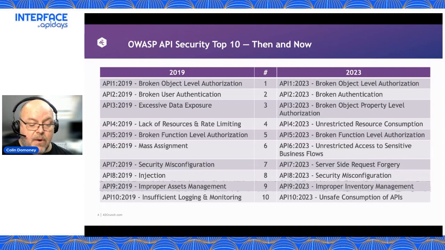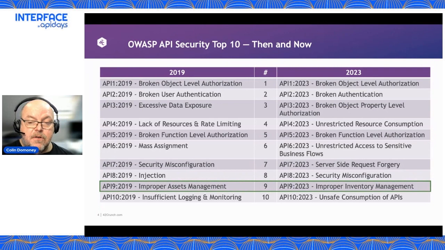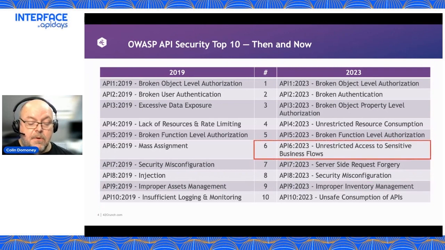It drops down one, to number eight. Improper assets management becomes improper inventory management, a slightly broader term. That stays at nine. And then there are three new ones. So, unrestricted access to sensitive business flows. That's a lot of words for what is actually one very short word: bots. This is all about bot attacks. This is all about being able to use your API in a way in which it wasn't intended.